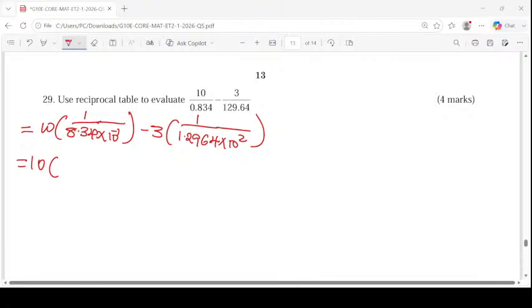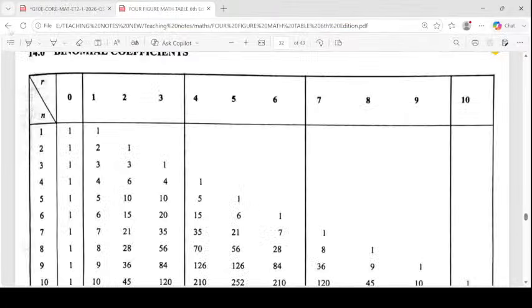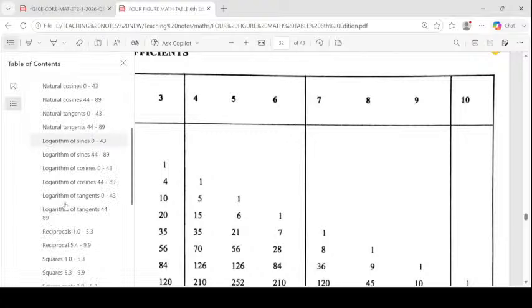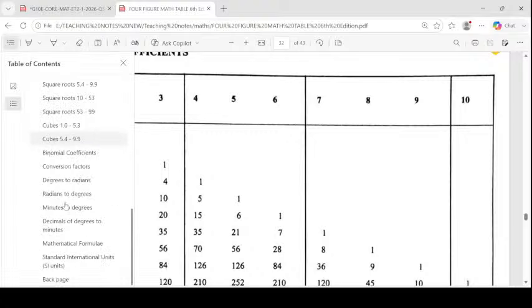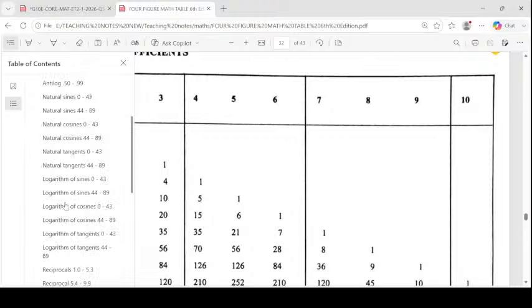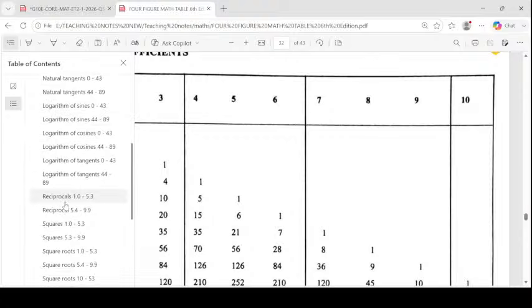So when we go there, I want to project my mathematical table. I want to share my mathematical table, and I go straight to the squares, the reciprocals, page 17. It should be page 17.